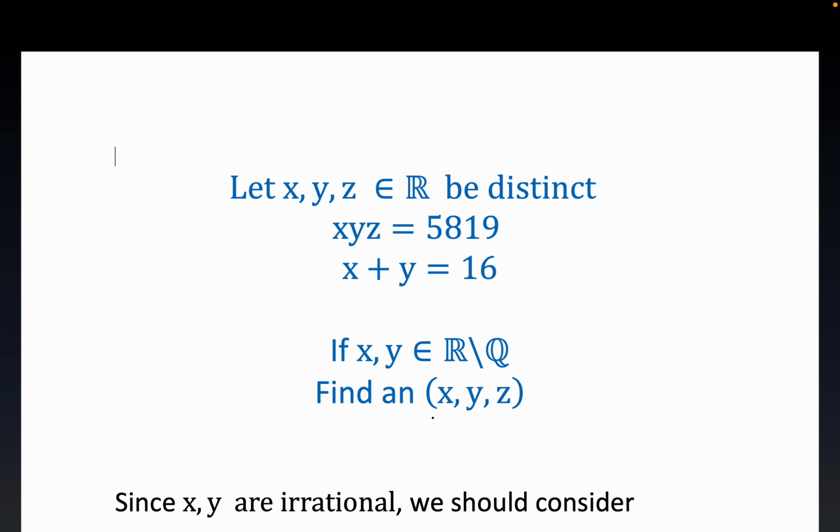Tonight we're looking for distinct real-valued solutions to this system of equations that has three unknowns. X and Y are given to be irrational numbers. That's what this set-theoretic R minus Q means. This literally means the real numbers, and you set-theoretically subtract the rational numbers from it. We can call it I if you want. I think I is a widely adopted symbol for irrational.